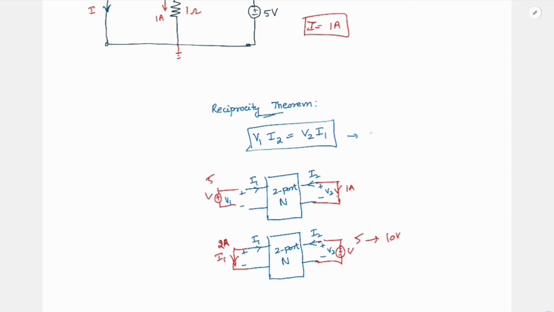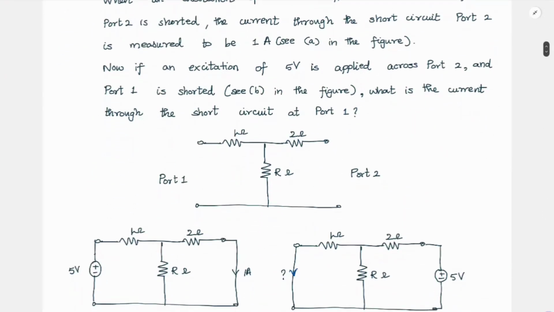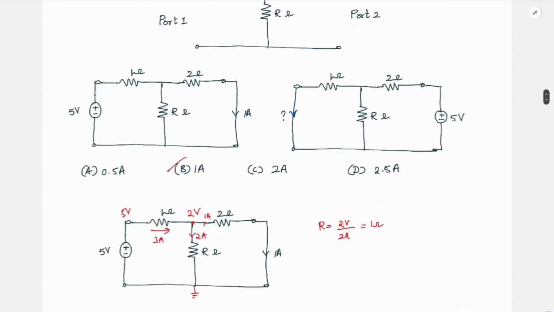Going back to this equation, it is 5 into I2 we have to find. Sorry, I1 we have to find. I2 is given as 1 ampere. V2, again 5 volt, they are connecting. I1 I have to find. So I1 from this equation is 1 ampere. So you can directly get this without solving. So here the answer is part B.